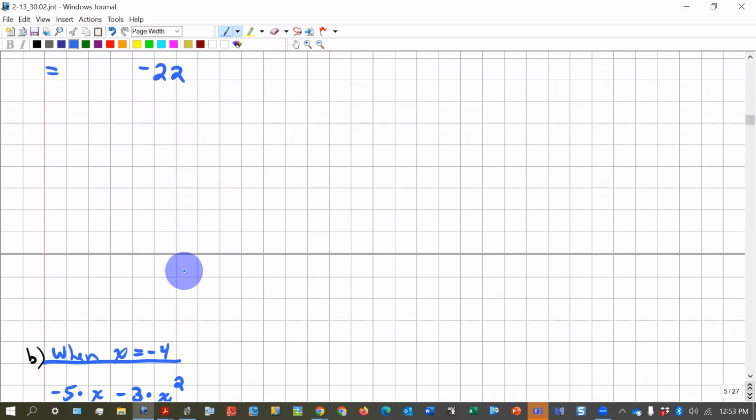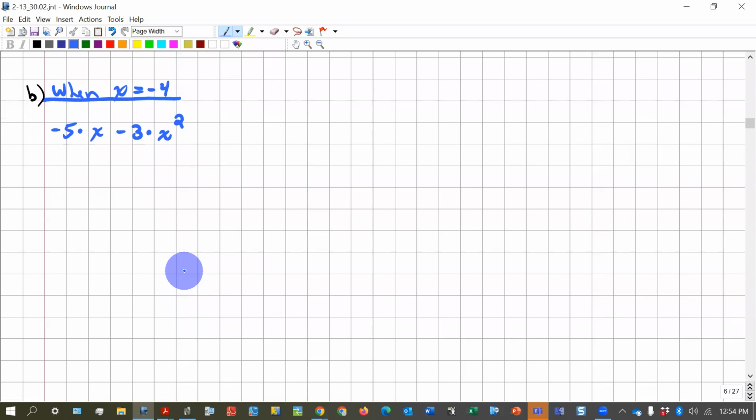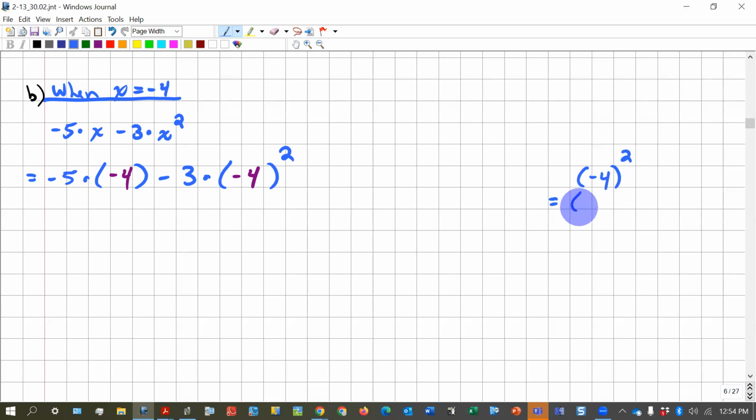And then they asked us to do the problem again when we substitute in -4 for the variable. Exponent first. -4 inside parentheses with a 2 as an exponent outside the parentheses means -4 times itself, which is +16.